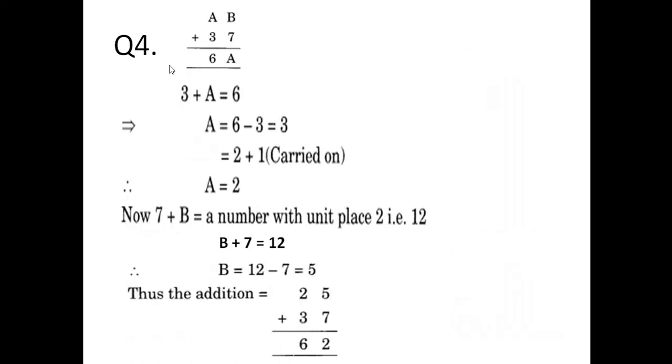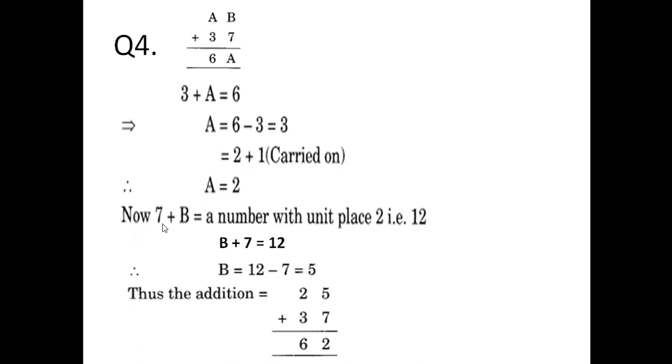Moving to the next one, AB plus 37 equals 6A. So 3 plus A equals 6. We are starting from here. So 3 plus A equals 6, so the A value is 3. But with carry on, because 7 is already here, so it's a bigger number, so a carry will be there. So with the carry we take the A value as only 2. So 1 will be carried on and 2 will be the value of A.